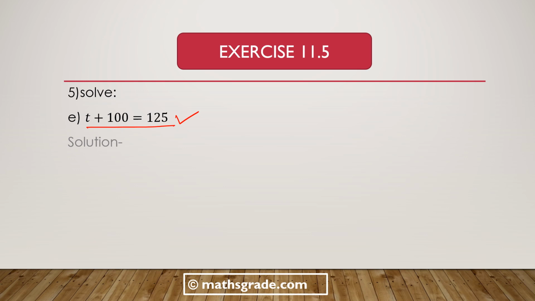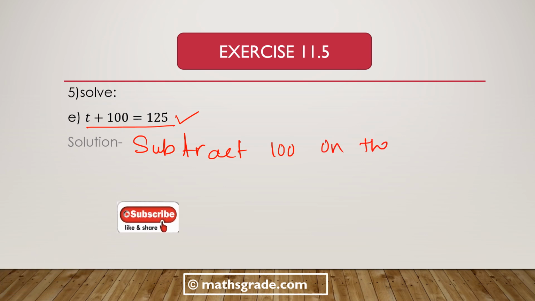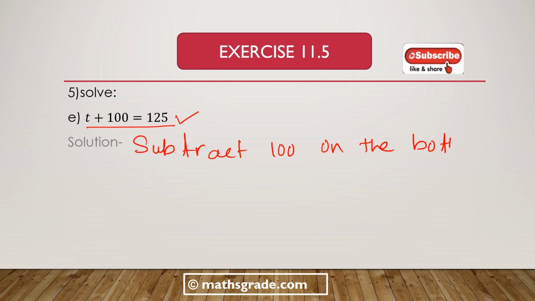If we subtract 100 on the left hand side, then we get t. t plus 100 minus 100, 100 minus 100 is cancelled. So we get t plus 0, that is t. Because on the left hand side we have to subtract 100, on the right hand side also to balance the equation we have to subtract 100 on both sides.